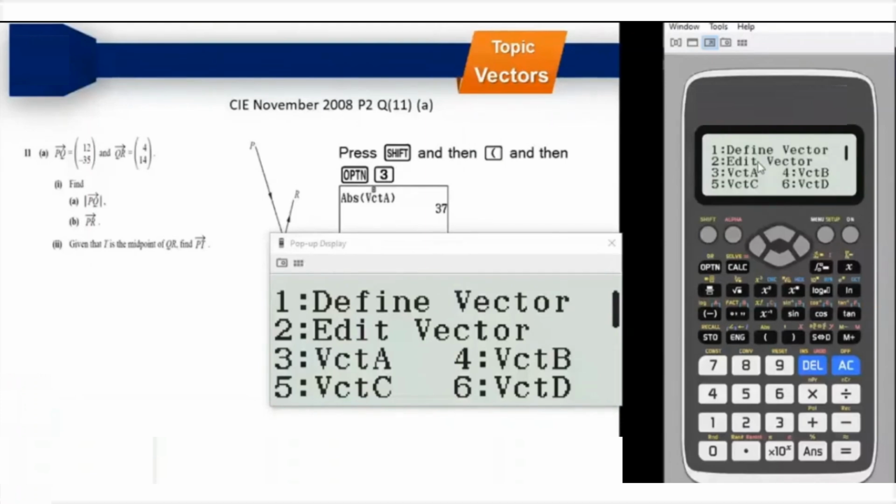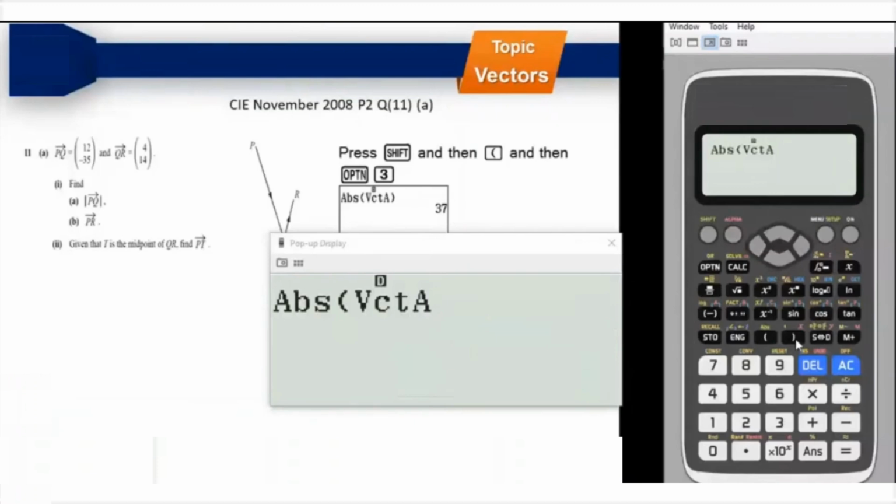If I have made a mistake, then I would have to edit vector. But now I need to use the vector. So I will press 3 because my vector A is 3. And now I will close the bracket. It's very important that you close all the brackets that you have opened up.